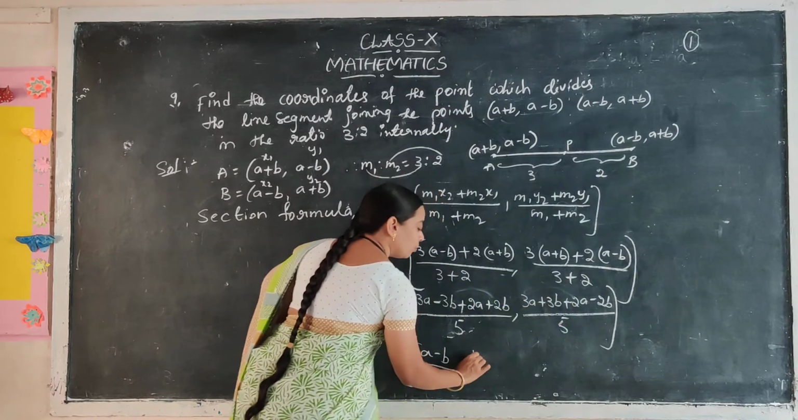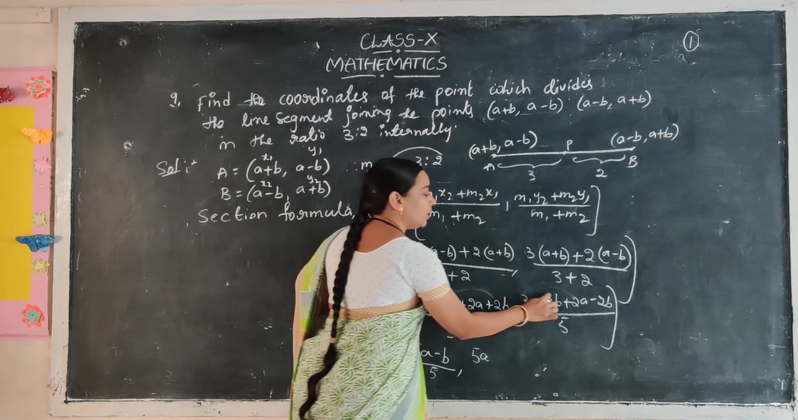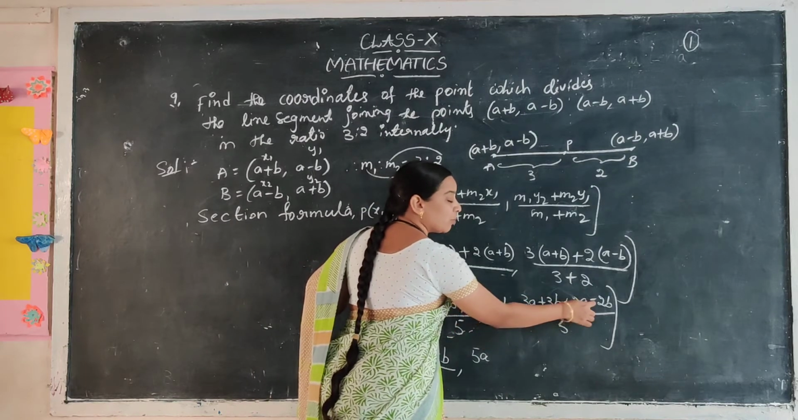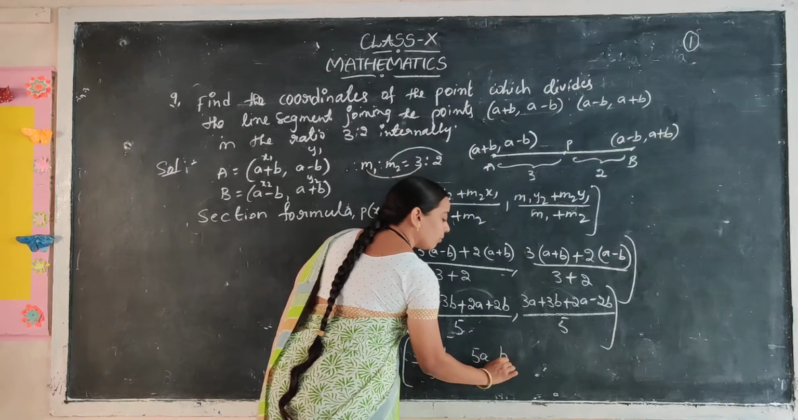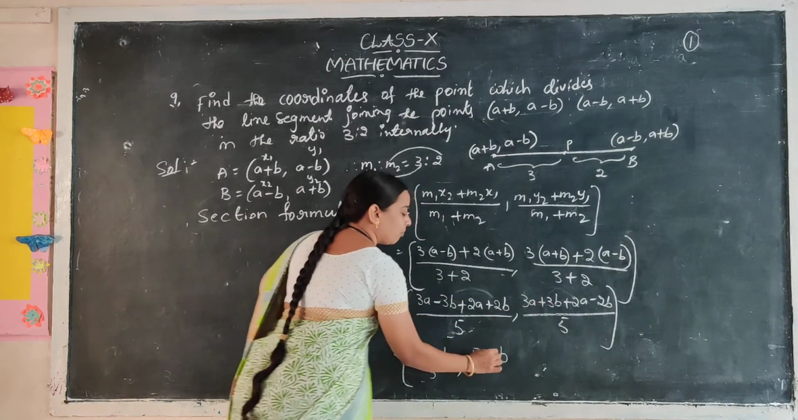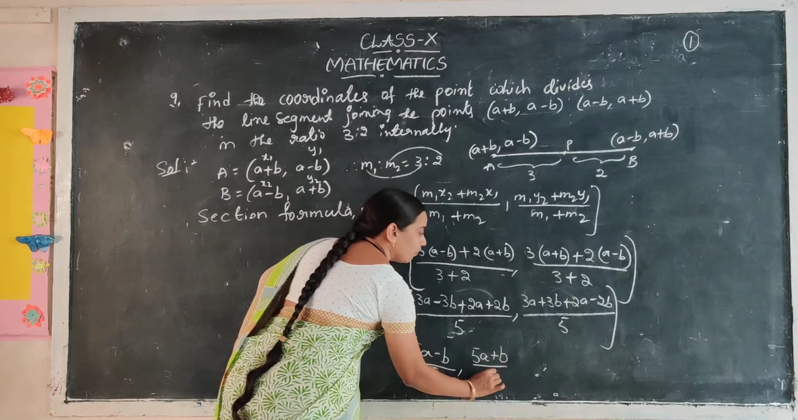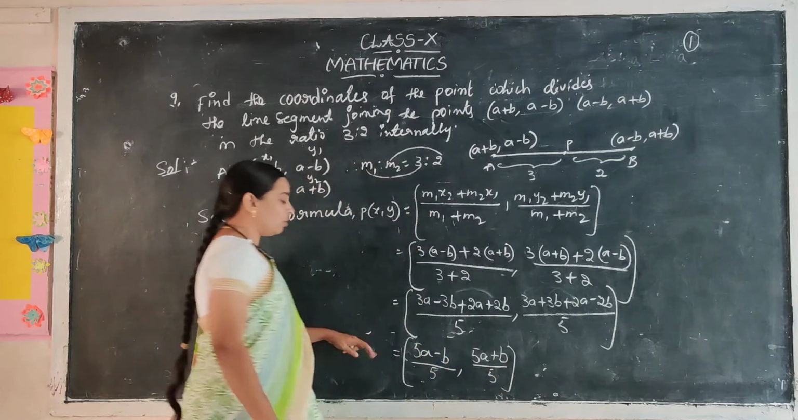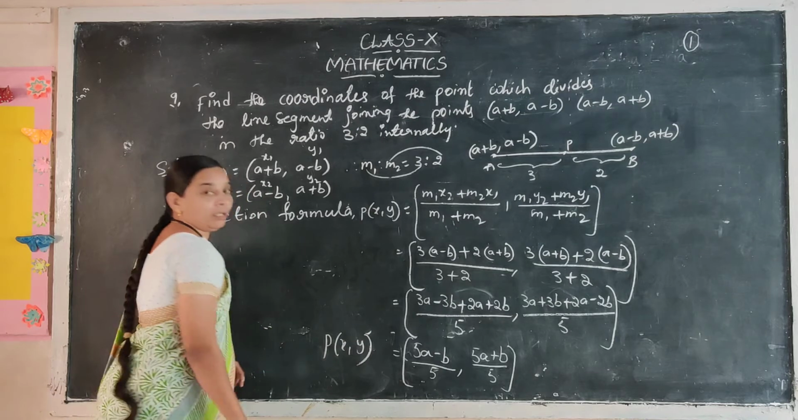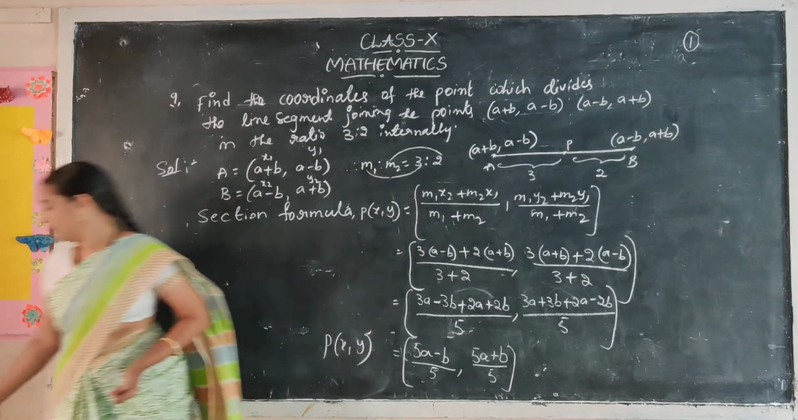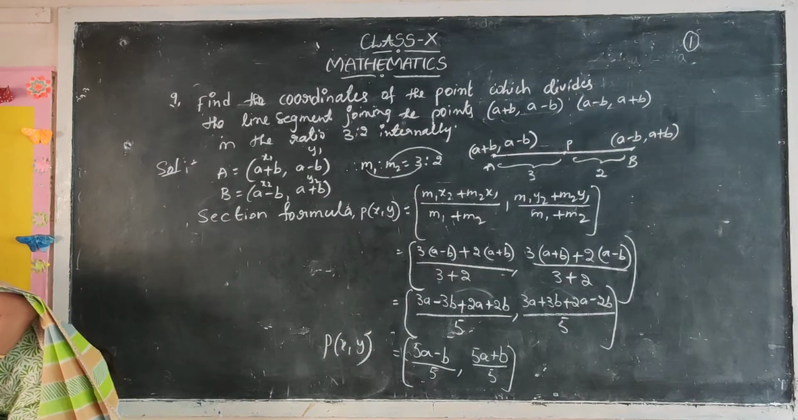Here 3a plus 2a how much? 5a. And b is also plus and minus. Plus minus means subtract: 3b minus 2b, 1b. The bigger number has the plus symbol, so the answer is also plus, by 5. Now this is the coordinates of P. Okay, now finished one. Next, coming to the next sum.